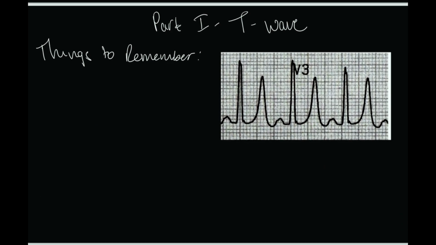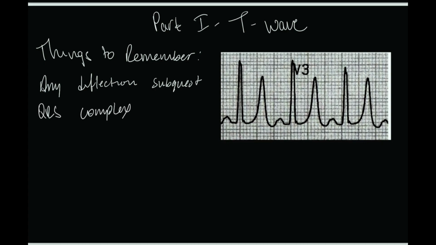Lastly, but not least, is the T wave, which is any deflection subsequent to the QRS complex. I don't think I spelled that right. Okay. And here we have that P wave. We have that dominant R wave. And after the QRS complex, but in this case it's just the R wave, we have this deflection, which is the T wave.